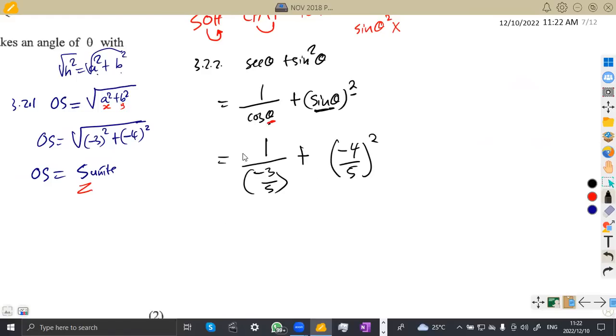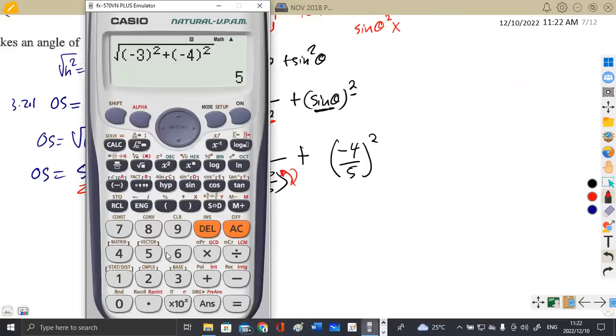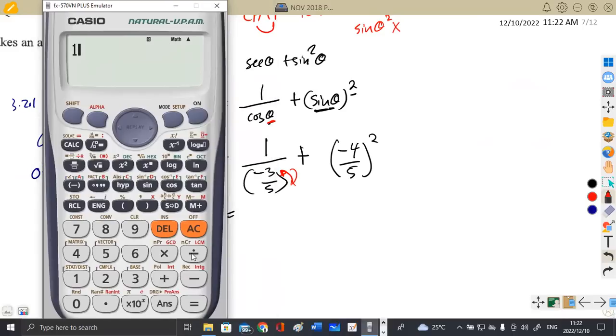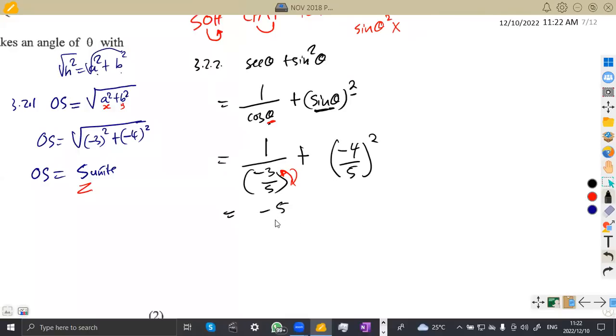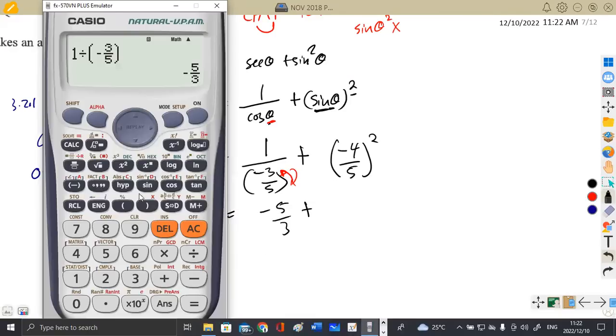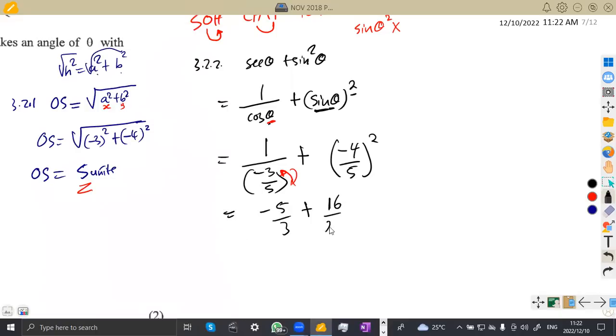Remembering that we talked about this, 1 over simply means the inverse of. So this is going to be the inverse, which is -5 over 3. Or you can even use your calculator to cross-check that one. That's 1 divided by -3 over 5, the inverse of that number, which is negative 5 over 3. So this is going to be negative 5 over 3 plus negative 4 over 5 squared. We can square that one. Let's put in our brackets negative 4 over 5, then we square everything, which is going to be 16 over 25.